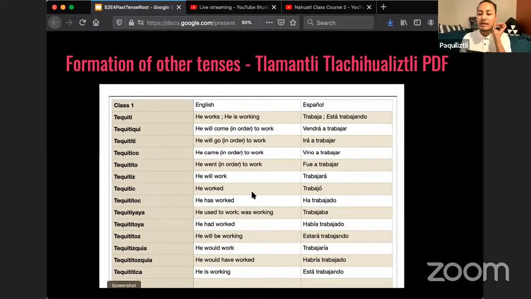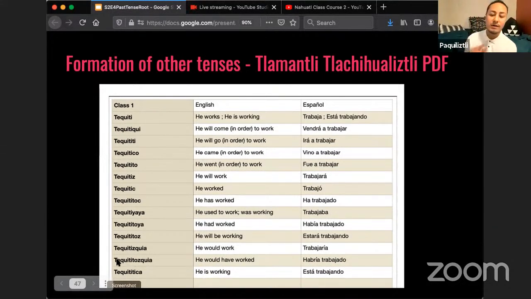So if you were thinking, oh my God, I can't express myself with Nahuatl, how do I say I would have done this? Well, Nahuatl does have a tense for it, but it's just more complicated because you need to know the past tense root. And here, this class 1 is a bad example, but I know that this tosquia, the would have worked, it uses the past tense root. Not for class 1, but for all the other ones.